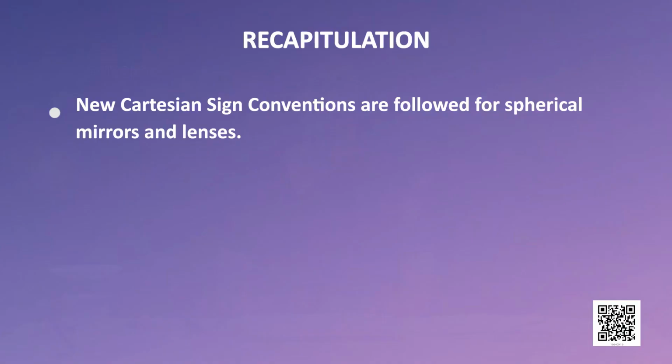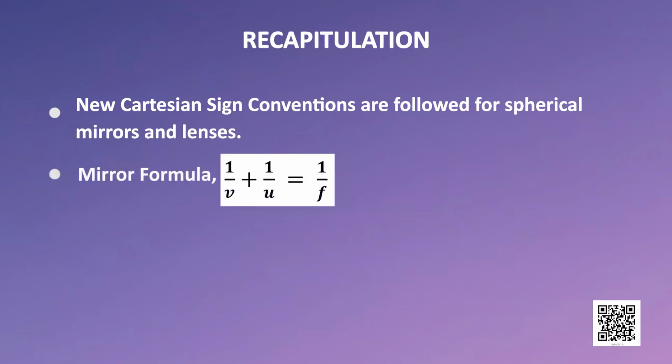So students, we have learnt quite a lot today. Let us recapitulate our learning. Here we go. New Cartesian sign conventions are followed for spherical mirrors and lenses. Mirror formula gives the relationship between the object distance u, image distance v and focal length f of a spherical mirror. It can be written as 1 by f is equal to 1 by v plus 1 by u.